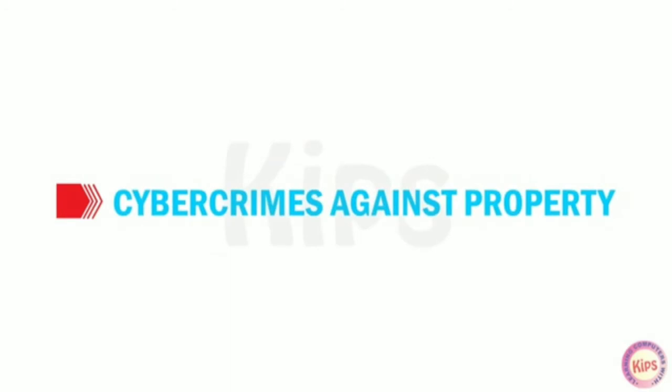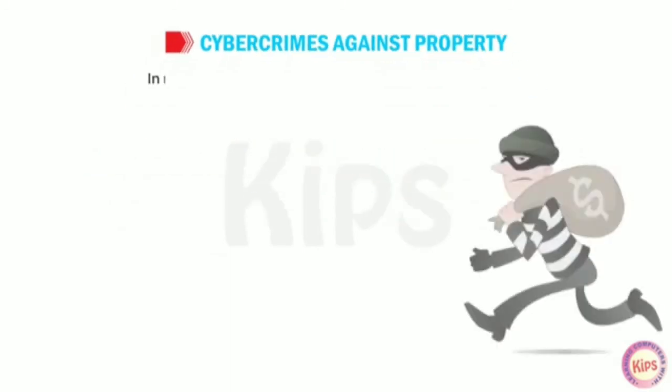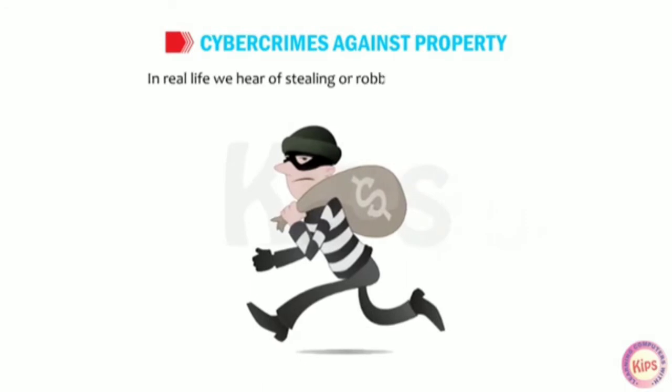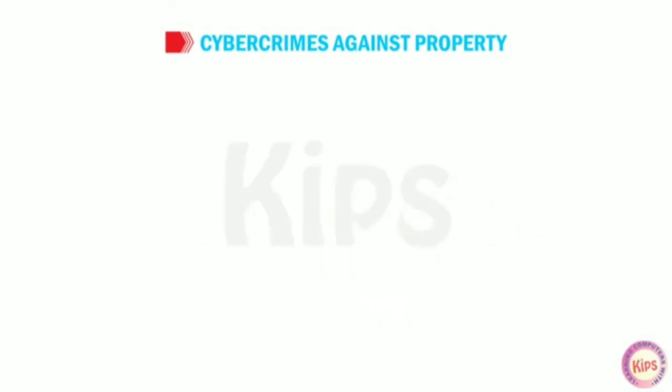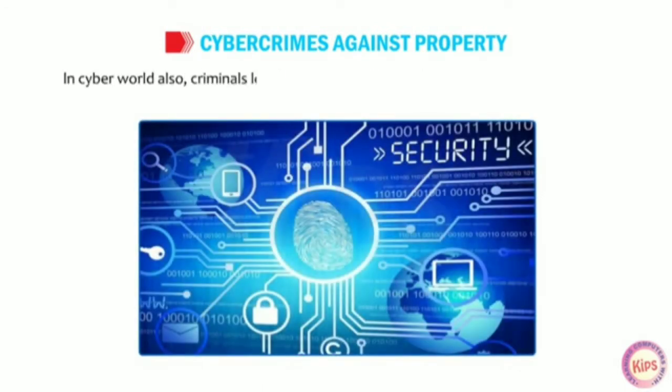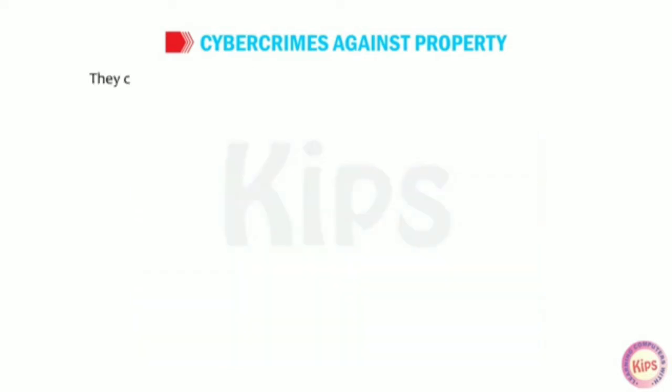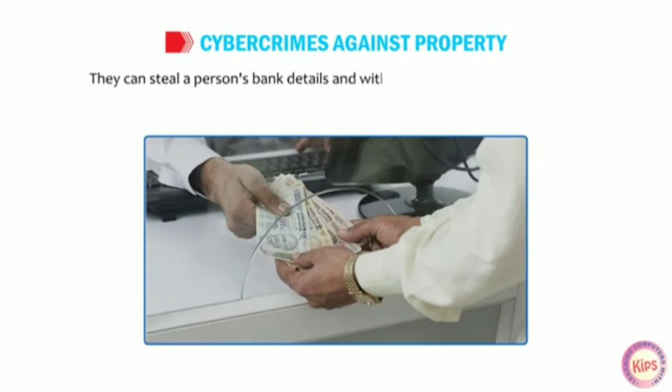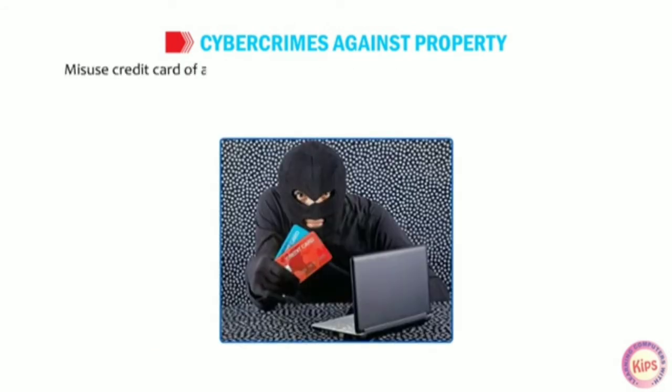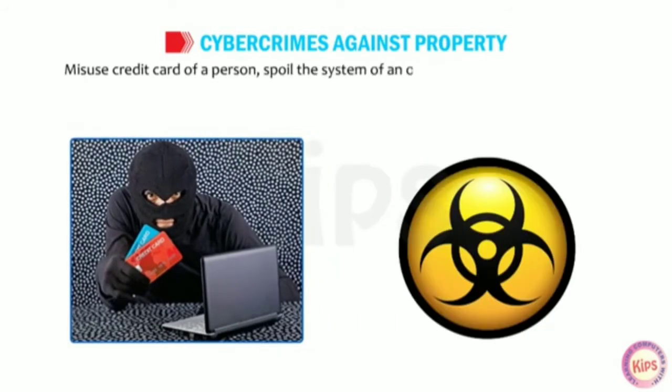Cybercrime against property. This is the second category. In real life, we hear of stealing or robbing of one's property. But in the cybercrime world, criminals look for an opportunity to steal or rob through the internet. They can steal a person's bank details and withdraw money from the account, misuse credit cards of a person, and spoil the system of an organization through malicious software to gain access to it.